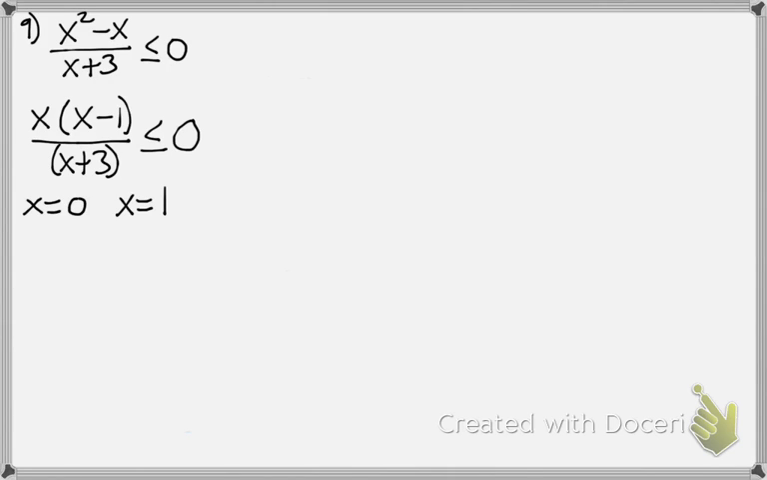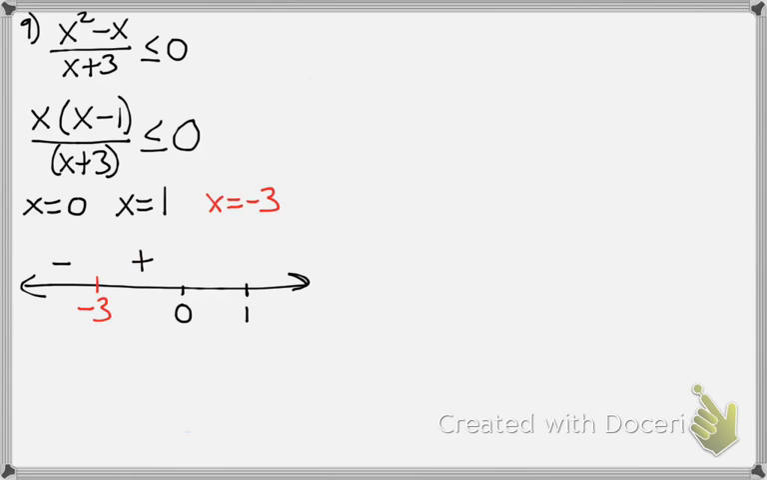But I do want to make a note, so I'm going to write it in red, because it is going to be a cutoff point, but it's an undefined cutoff point. So I'm going to treat it slightly differently. So my number line, I'm going to have the negative 3, I'm going to have the 0, and I'm going to have the 1. So if we pick our test points in between this, we get a negative number, a positive number, a negative number, and a positive number.